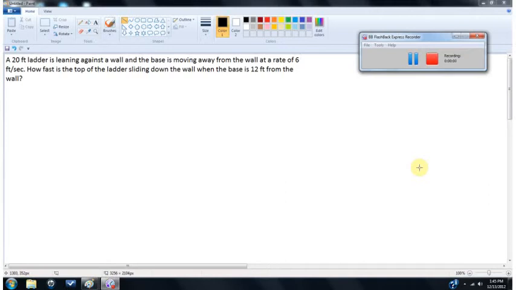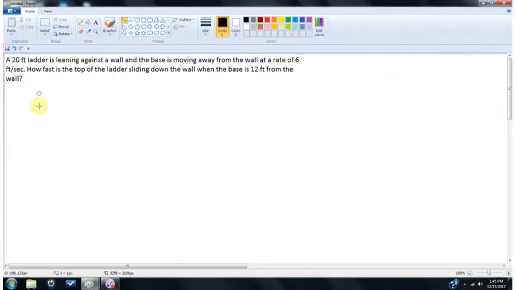A 20-foot ladder is leaning against the wall and the base is moving away from the wall at a rate of 6 feet per second. How fast is the top of the ladder sliding down the wall when the base is 12 feet from the wall? The first thing we're going to do is draw a diagram. So our y-axis is going to be the wall, and this slope here is our ladder. The floor will be our x-axis, and the ladder is 20 feet.